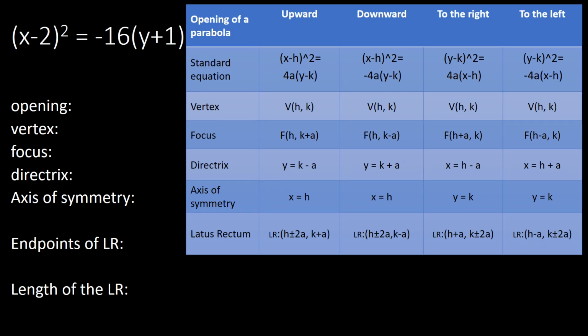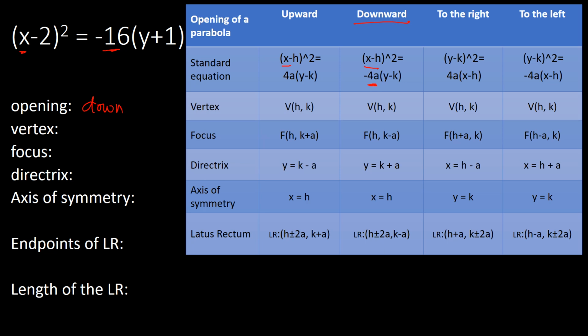Going over to the next example, we have (x - 2)^2 = -16(y + 1). So again, we are going to determine the opening using the pattern for the standard equation. We have x minus 2, meaning our x is the one being squared. So we have two options, the upward or the downward. But since this is negative 16, we will be locating also negative 4a. So this is negative 4a, and that one is downward. Or we can write that one as down.